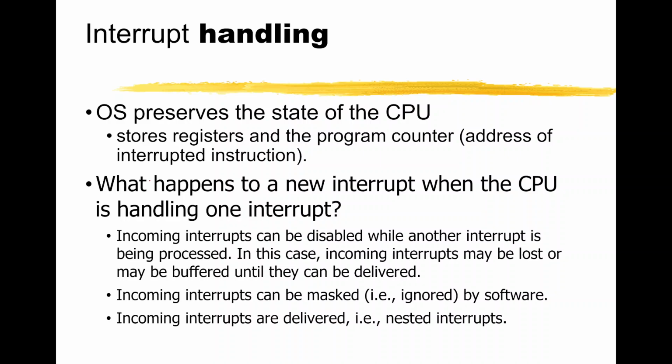Now, the operating system preserves the state of the CPU. It stores the registers and the program counter, or the address of the interrupted instruction. Remember, registers are storage locations. So it has to store all this information, the address of the interrupted instruction, so that it can later fetch programs and execute them, right?